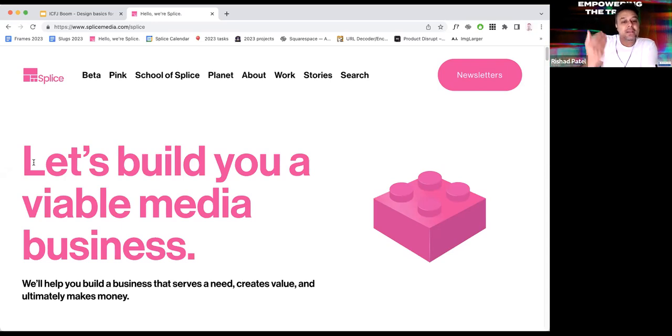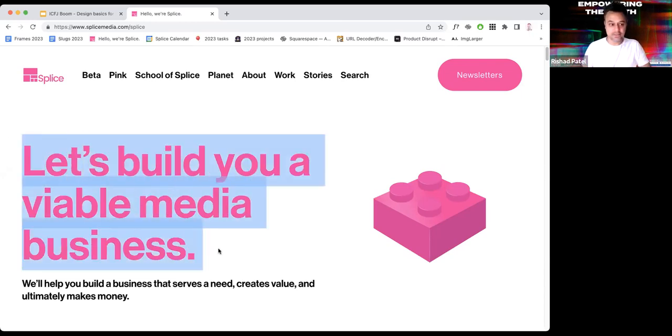And then what else? How do we do information hierarchy? Yes, there are fixed font sizes. You can do whatever size you like, as long as they're fixed differences from each other. So there's a reason that I've written, let's build you a viable media business, because this is what we do for you. Remember design rule number, whatever it was: don't tell me what you do, tell me what you do for me.